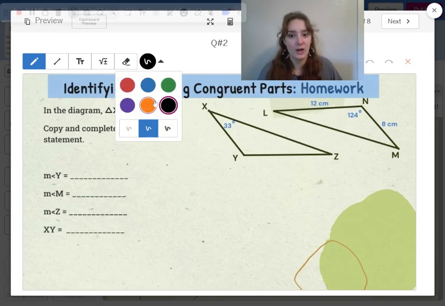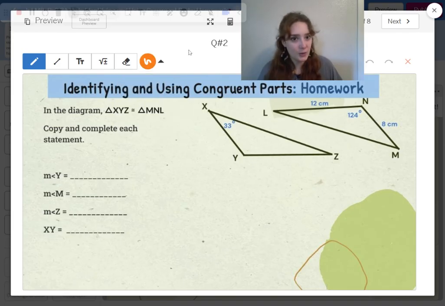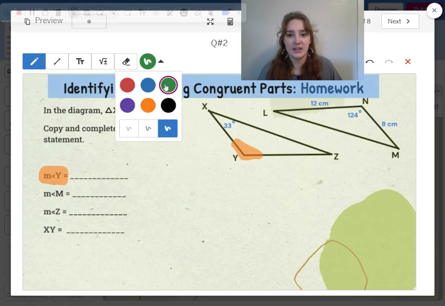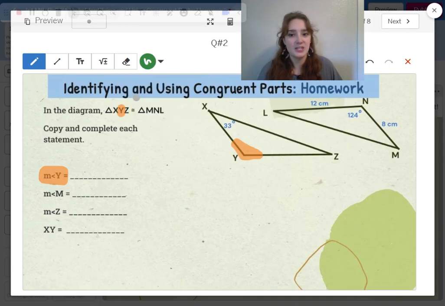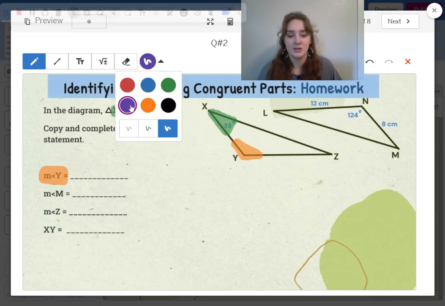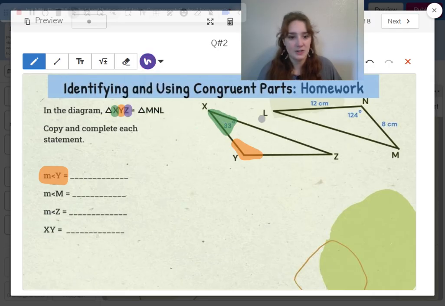So what I'm going to do is color code. We're going to use our coloring here. We want to know what matches up with angle Y. What could that be? Because there are 3 letters, we're going to choose a color for each letter. And then just like we did in class, we're going to match them up with the other triangle. Okay, maybe I'll do purple for Z.